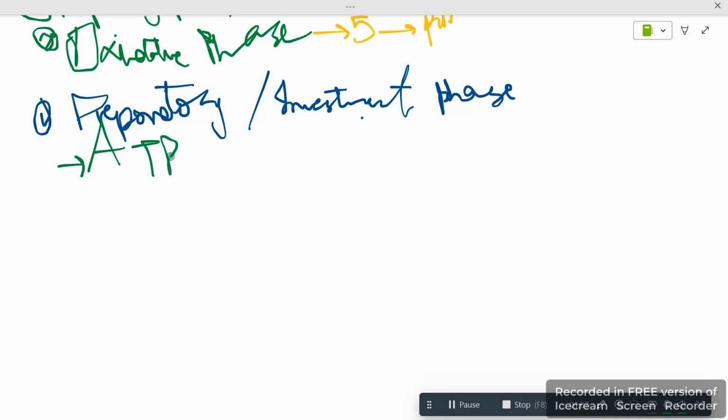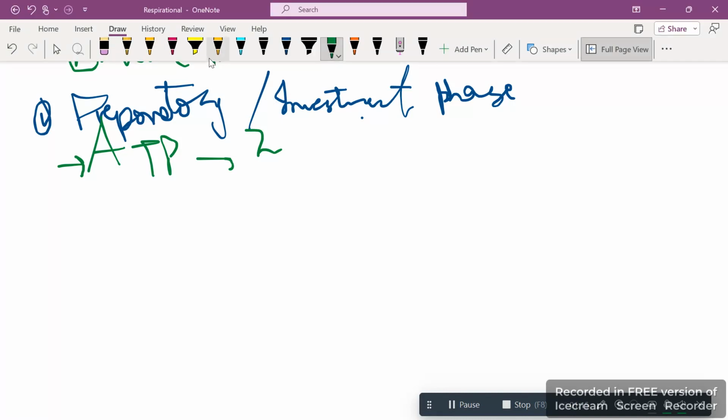So this phase is also an investment phase. In this, how much? 2 molecules of ATP would be consumed. Okay. When 2 molecules of ATP would be consumed, how? Because glucose will be broken down to 2 molecules of G3P.